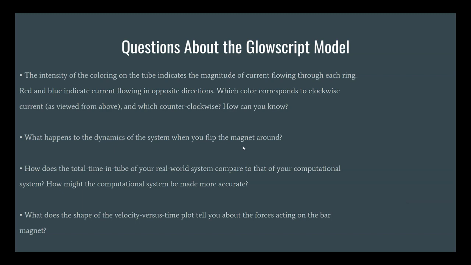Questions about this glow strip model. Which color corresponds to clockwise current and which counterclockwise? How can you know? Well, the red corresponds to counterclockwise and blue corresponds to clockwise, and this can be evaluated using Lenz's law. What happens to the dynamics of the system when you flip the magnet around? Generally the same. The magnet will still experience the slowing effect. The only real difference will be that the induced currents will be flipped in the opposite direction.